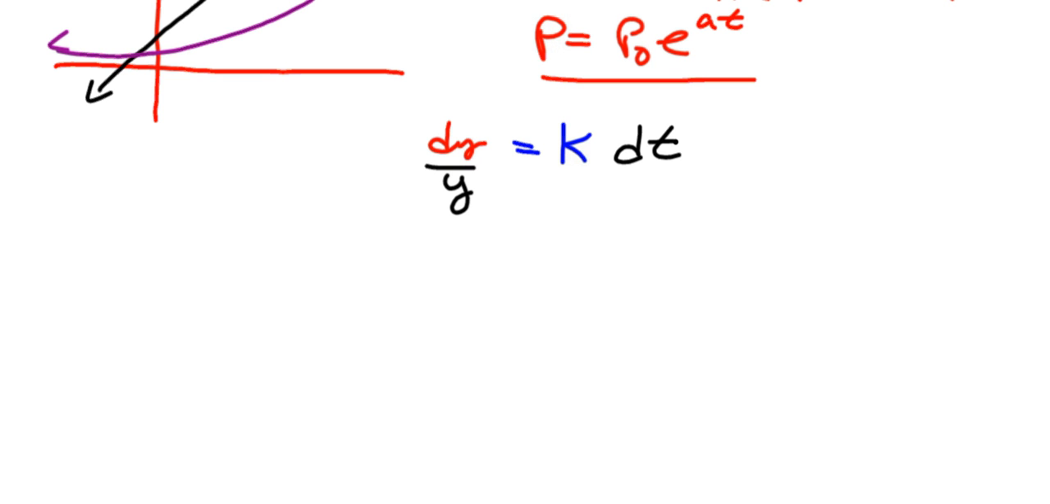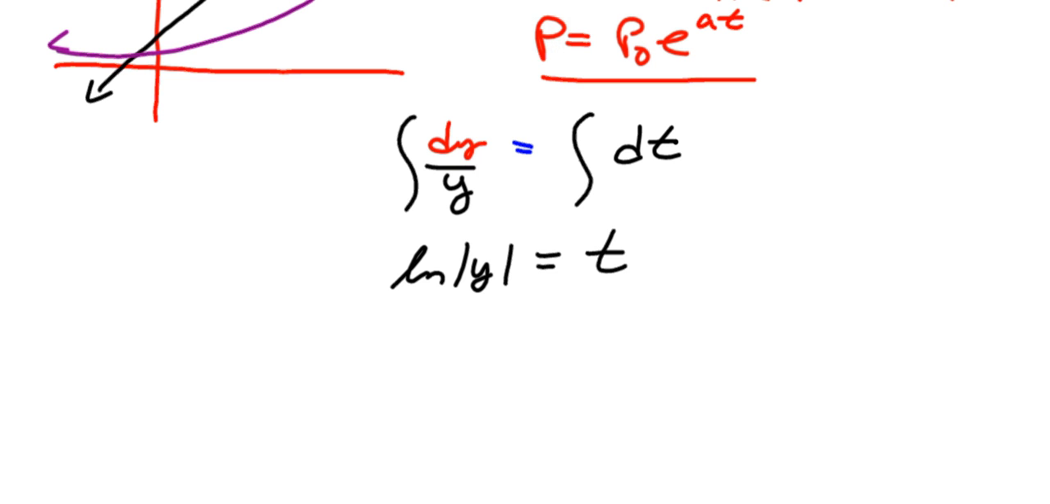But in this case, I now have this k. Remember, k is the constant growth rate. In this case, I'm going to temporarily get rid of it so that I can see it a little bit easier how to find the solution to the differential equation. Now I take the antiderivative, and I get ln of the absolute value of y is equal to, and then on this side of the equation, t plus my arbitrary constant.